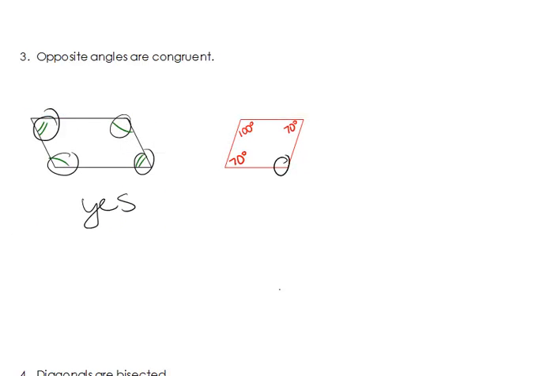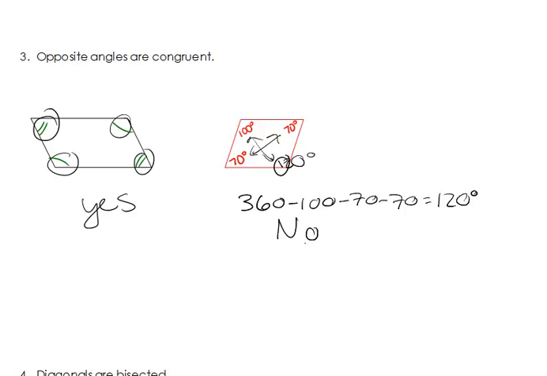So what we need to do is find that so we can compare the angles here. Remember from properties of a quadrilateral that the angles of a quadrilateral always add up to 360. So what you would do is take 360 and subtract the angles you're given. 360 minus 100 would be 260, minus 70 would be 190, minus 70 again, 120. So that missing angle is 120. Well, that creates a problem here because although this pair of opposite angles are congruent, this pair is not. So this one would be no because the opposite angles are not congruent.